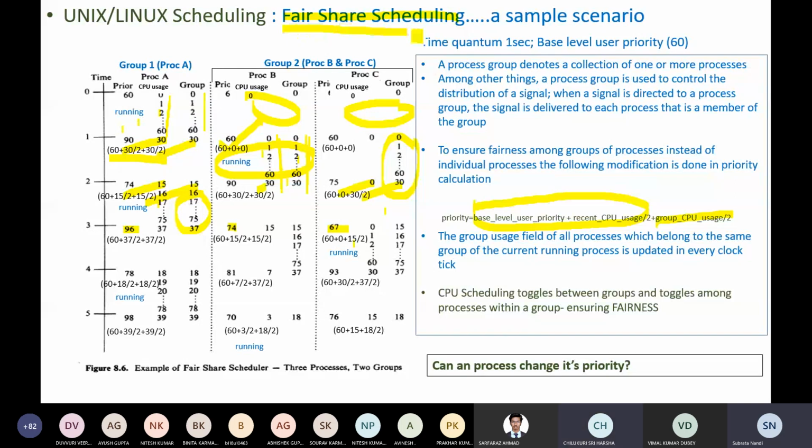So this is a sample scenario, an example where we considered 1 second time quantum, base priority is 60, and here there are two groups, group 1 and 2. Group 1 is having one process like this. CPU scheduling toggles between groups and toggles among processes within a group also, ensuring fairness. This is actually implemented in Linux or Unix based systems.